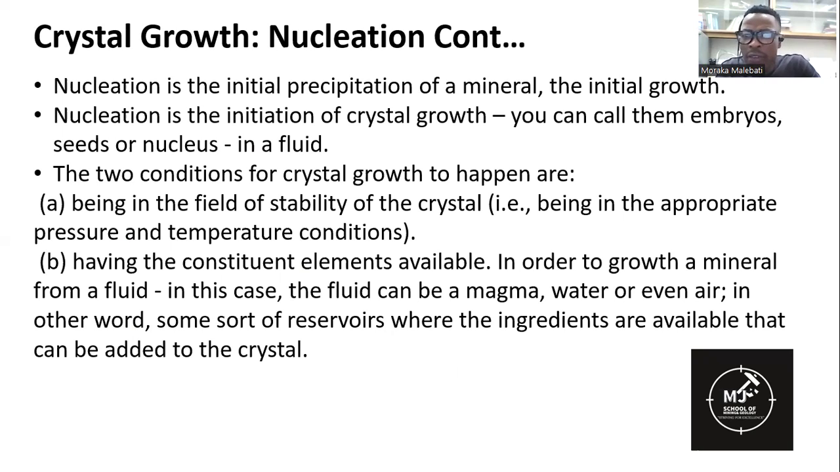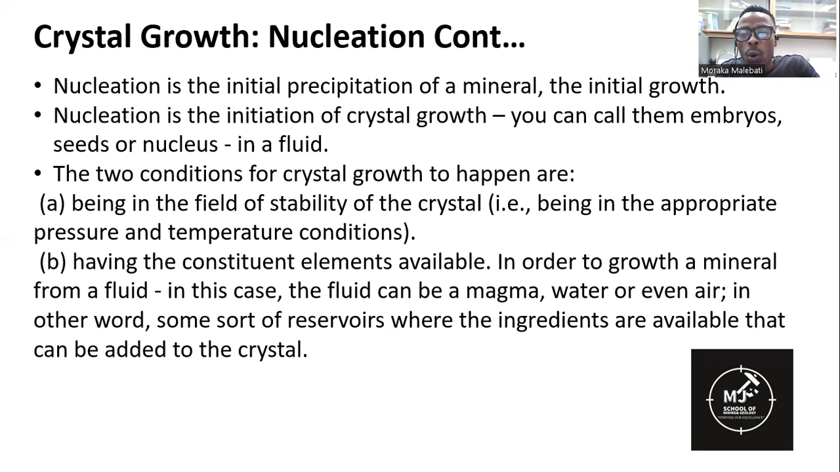For example, if you want to form sodium chloride, which components do you need? You need sodium and you need chlorine. Okay, so you need these ions. If you want to form calcite and you have sodium and magnesium, they can never form calcite. You need calcium and carbonate. When you combine them, and of course, if the pressures and temperatures are favorable, then definitely crystal growth would happen. Okay. So I hope you understand.